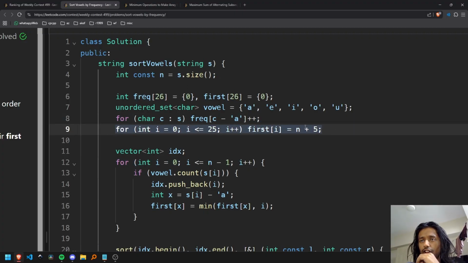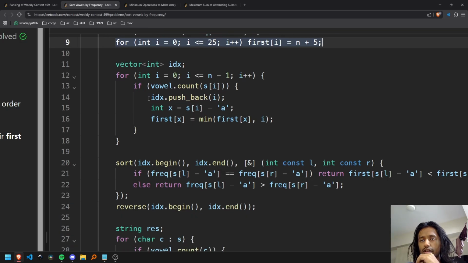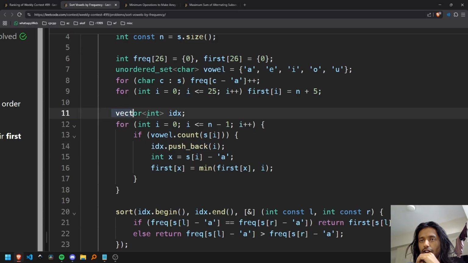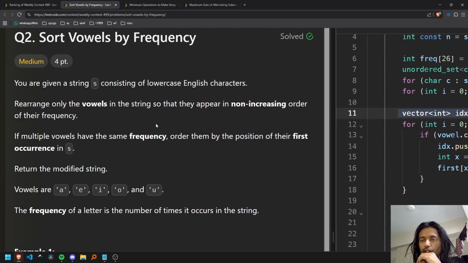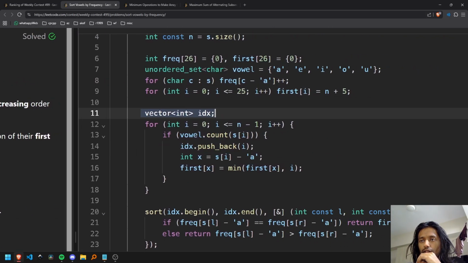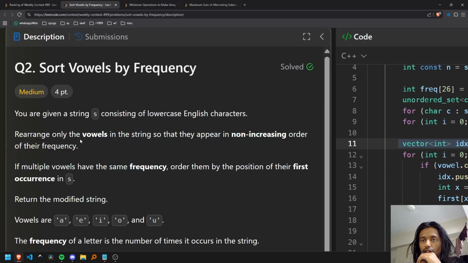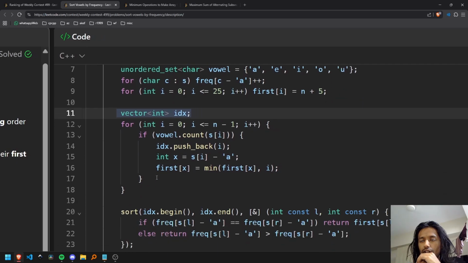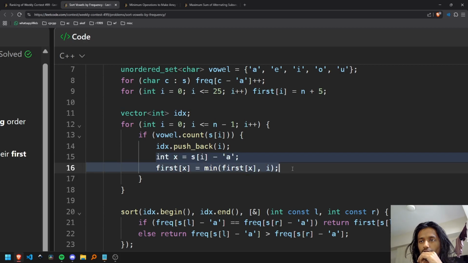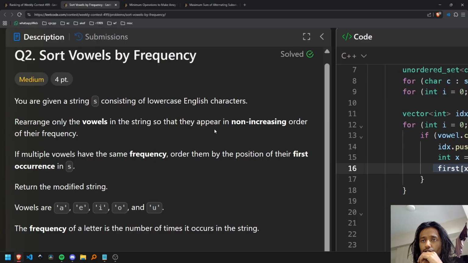I initialized it to a very large number, and now, if it's a vowel, I'm pushing it back into my idx. idx will contain the indices of the vowels, right? Because the problem is we have to only sort the vowels. The rest of the string should remain unchanged, right? So to achieve that, I am using an array of indices of the vowels, and I'm also minimizing the first occurrence of every character because we want the leftmost occurrence, right?